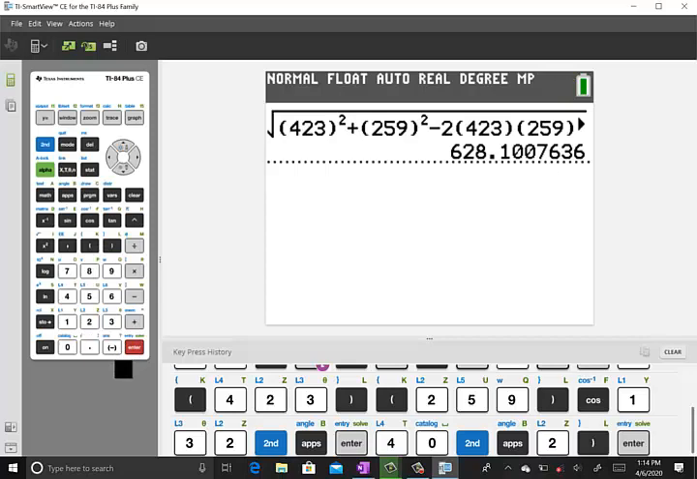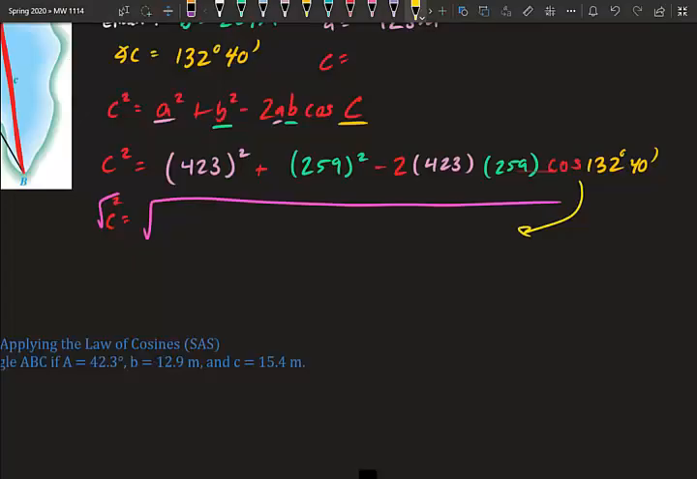and then to get our value of 6298.1007636. So we get side C is approximately 628 meters. 3 significant digits, that's why we rounded it to 628.